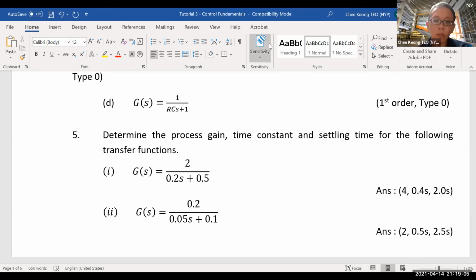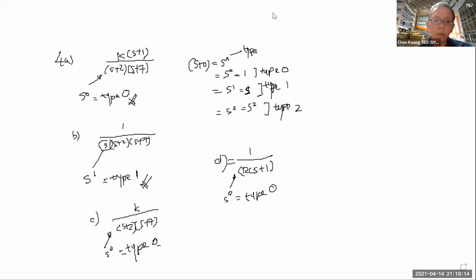So let's do it on the whiteboard again. Let me share the whiteboard. I hope you can copy this down, or you have a screenshot. Let me clear all. If not, you can replay the video again. Okay, so now let's try to solve the first equation, which is question number 1. G of s equals 2 over 0.2s plus 0.5, right?